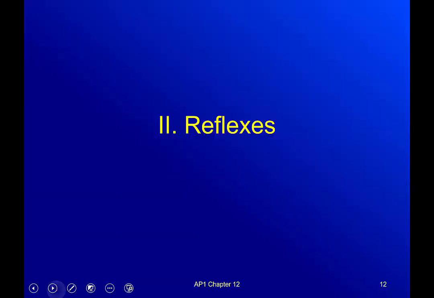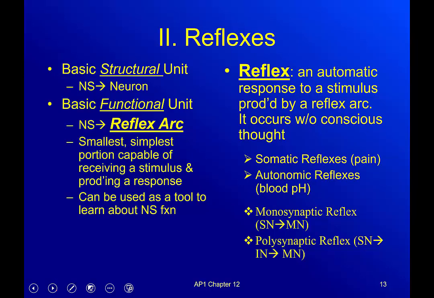So let's talk reflexes. If we were to go with the most basic structure you have in your entire nervous system that functions, we would talk about the neuron, the one cell. It carries signal. But if we're talking about a basic functional unit, the most simple thing that we can talk about so that we can understand more complex functions, you would talk about the reflex arc. Okay? It's the smallest, simplest portion capable of receiving a stimulus and producing a response. It can be used as a tool to learn more about your nervous system and how it works.